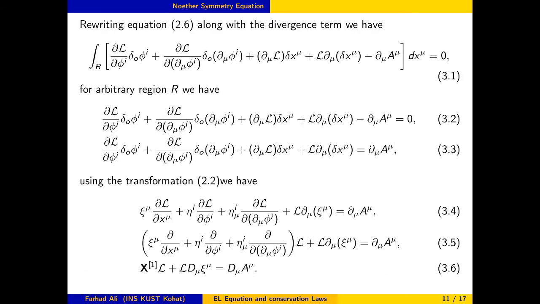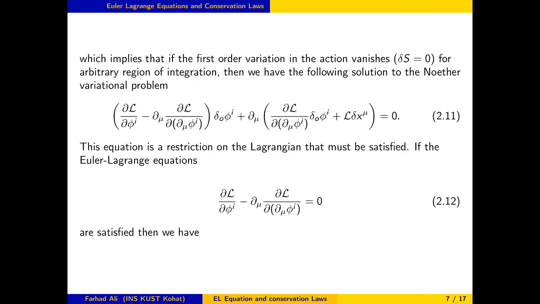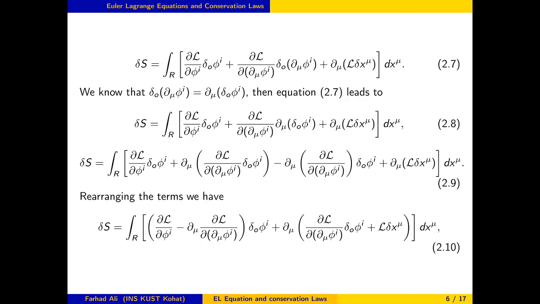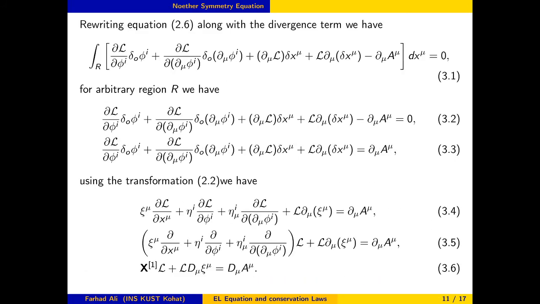Okay. Now let's see the Noether symmetry equation. Where does the Noether symmetry equation come from? It is from the same action, the one from which we derived the Euler-Lagrange equation and the conservation law. That is from equation 2.6. Let's see 2.6 again. This is 2.6, you see, and I write this equation again. This is the same 2.6 equation.